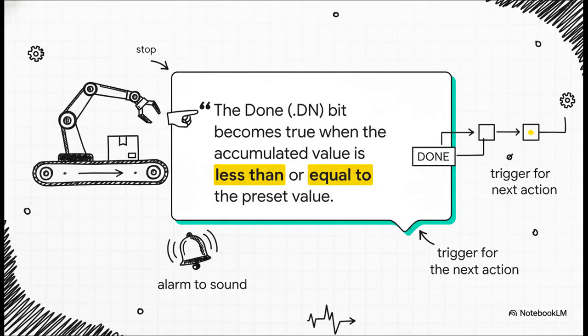And this is the whole point. The done bit is the trigger for action. See, the countdown itself doesn't really do anything on its own. It's the done bit flipping on that tells the rest of the program, okay, time for the next step. That signal can be used to stop a motor, activate a piston, sound an alarm, you name it. The count is just the setup. The done bit is the payoff.